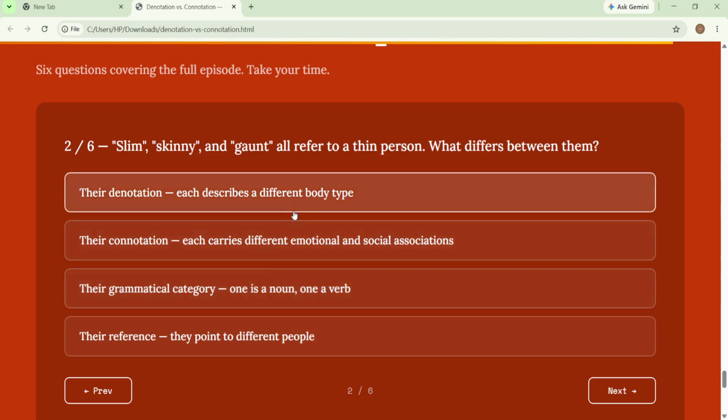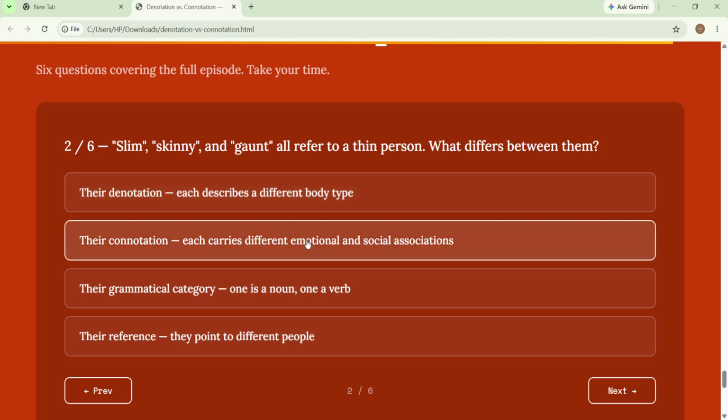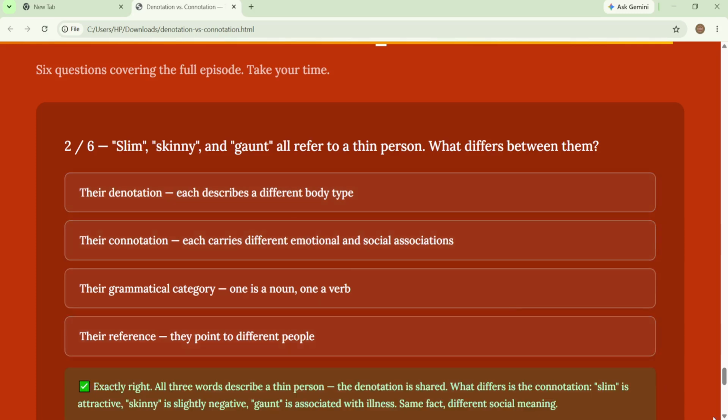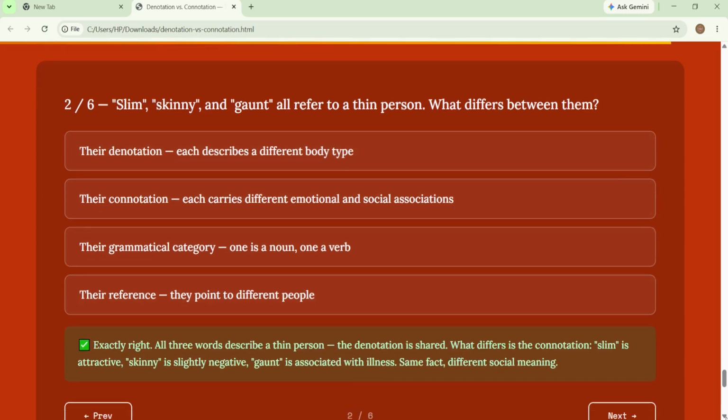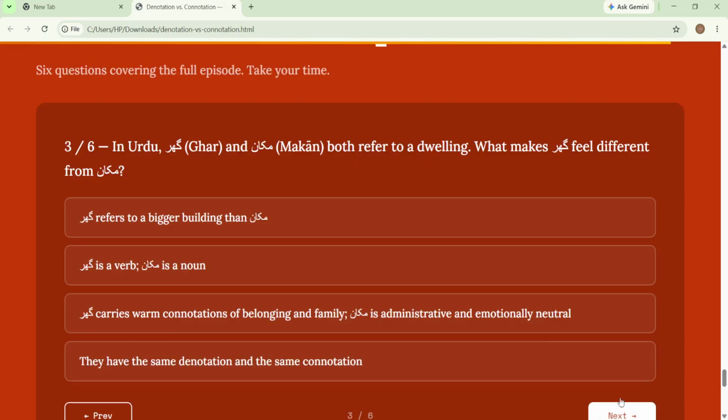Denotation is referring to the same thing, so what differs can only be their connotation. So here it is: option number 2 is correct, all three words describe a thin person. The denotation is shared, and what differs is the connotation, as we have discussed earlier. So let's move on to the other one.